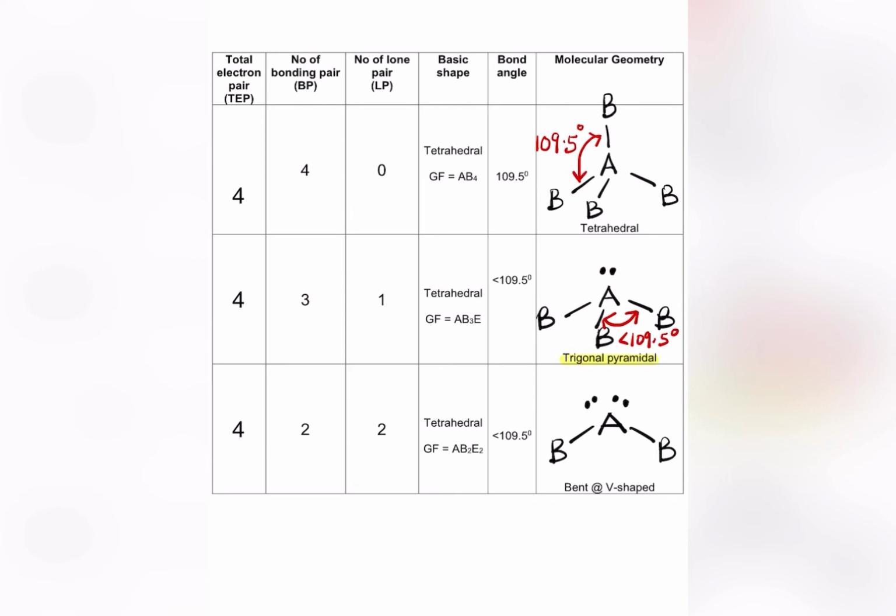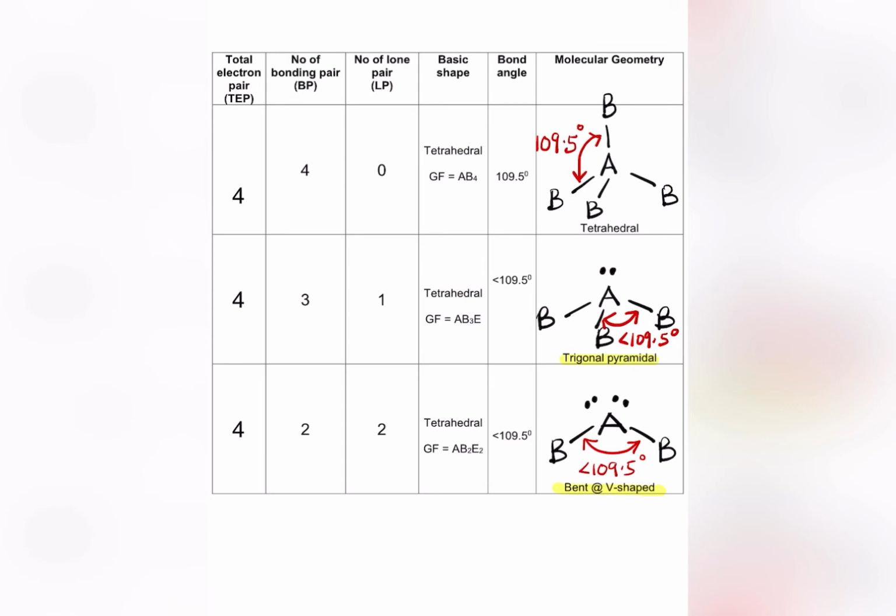Daya tolakan antara lone pair dengan lone pair sangat kuat dan dia menolak sehinggalah bond angle untuk this drawing is going to be less than 109.5 degree. Dan nama bentuk ini adalah bends or V shapes.